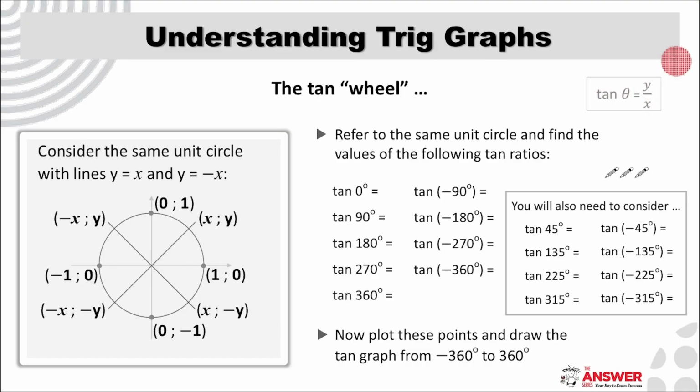Let's choose the angle of 45 degrees and consider the tan ratios of its family. This gives us points along the unit circle where x and y are equal in value. You will just need to be mindful of the signs of x and y in each quad. Pause now again to give yourself a chance to complete these tan ratio values and then go ahead and plot them on a system of axes.